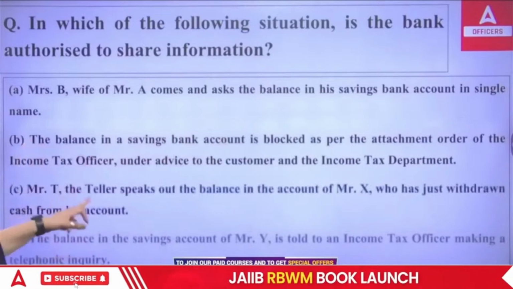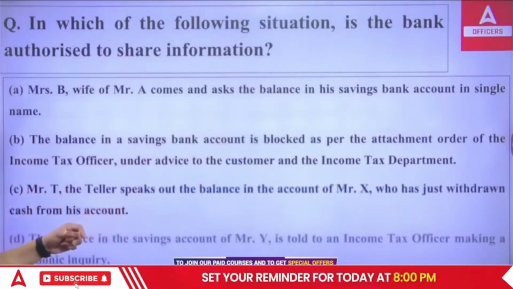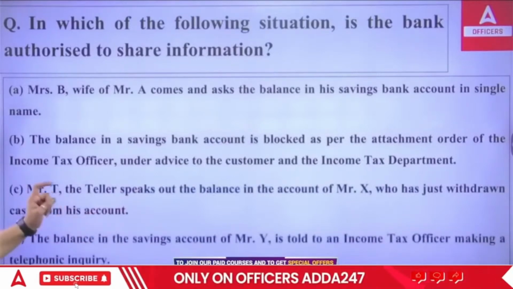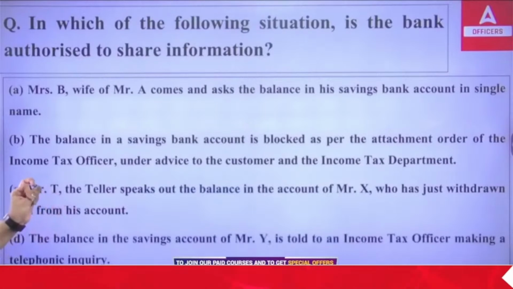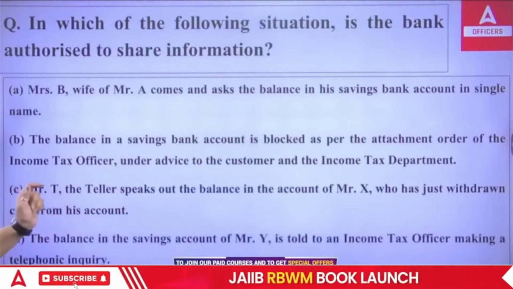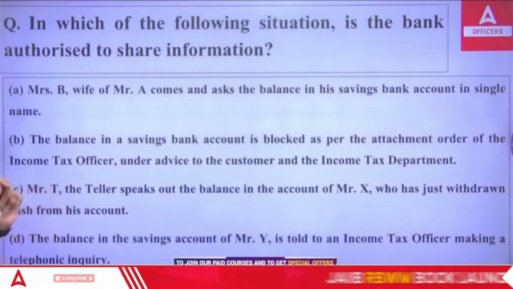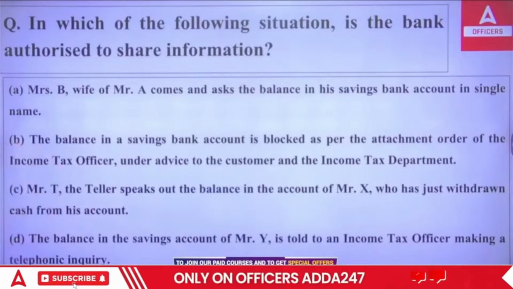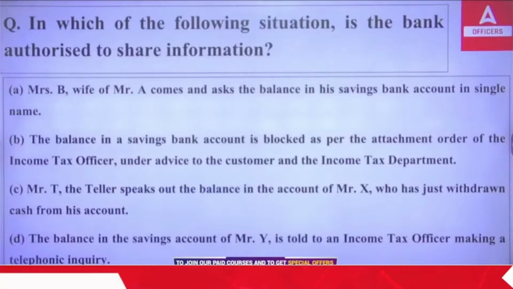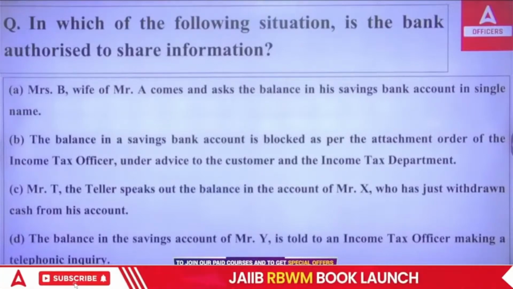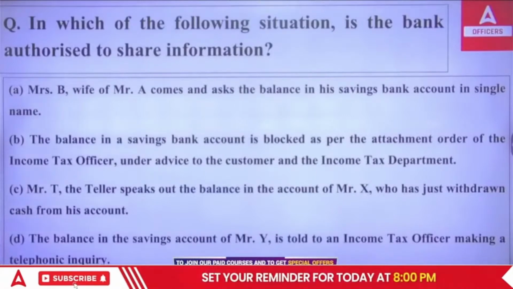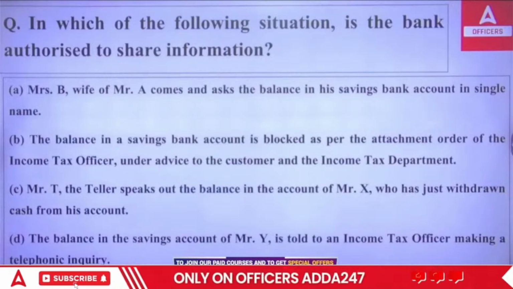Third, Mr. T, the teller, speaks out the balance in the account of Mr. X, who has just withdrawn cash from his account. Fourth, the balance in the savings account of Mr. Y is told to an income tax officer making a telephone inquiry. So what do you think? In which of the following situations is the bank authorized to share information about the customer? A, B, C, or D? Which of the following is correct?